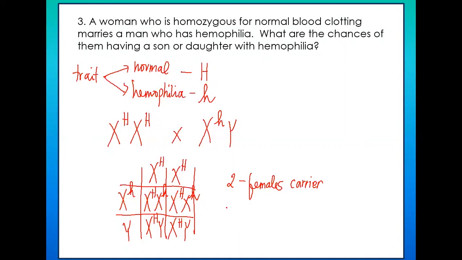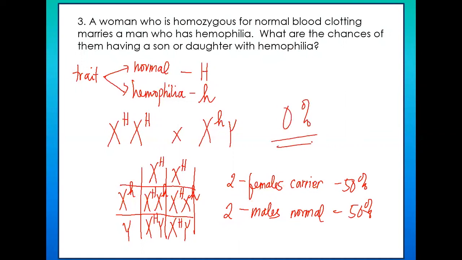But here, these are males, also the same. This time, this is normal, right? Normal. Now, going back to the question, what are the chances? This is 50%, because there are two children. Likewise, this is also 50%. But looking at the problem, what are the chances of having a son or daughter with hemophilia? As we check, 0%. So that's the solution, and that's the answer for this problem number 3.